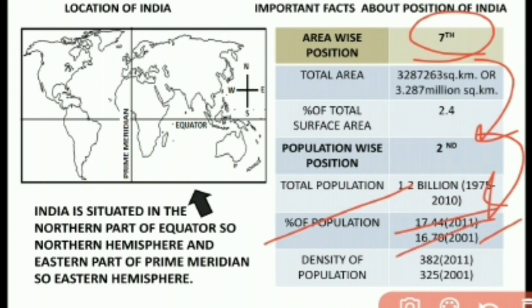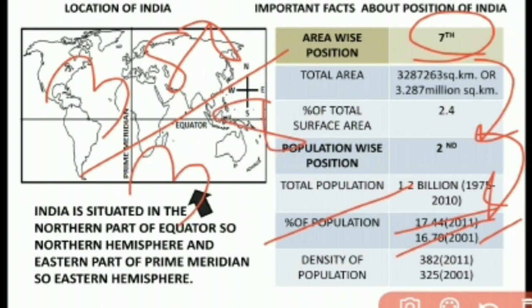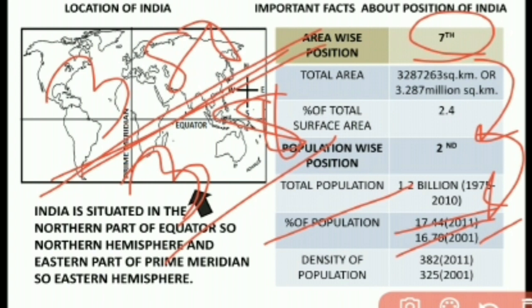Now come to the next part, that is density of population. Density of population means if we consider the total population of a particular place per square kilometer, then you will get the density of population. For example, if you have the total population 380 and the total area is 38, then you have to divide the total population by the total area, that is 38, and calculate it per square kilometer. So just simply divide this one, then you will easily get the density of population. On the basis of 2011 data, the density of population is 382, and on the basis of 2001, that is 325.